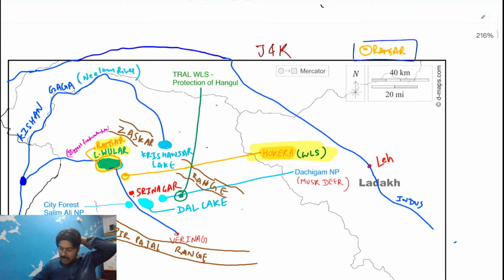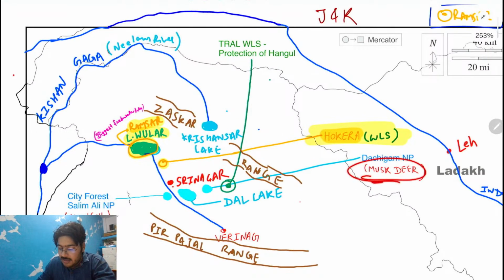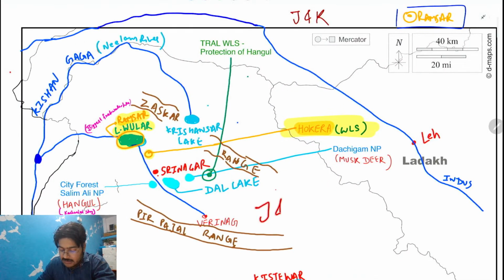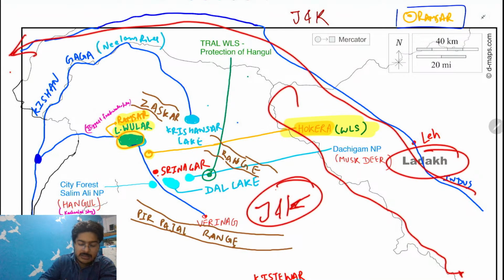Shikara houseboat. And here you will find this musk deer. Musk deer is also found here. Here you have this Ladakh. So this is the JNK. This is the region of JNK, and here you have the region of Ladakh. This is the overall boundary. The Indus is flowing from here to here, and it is going here.